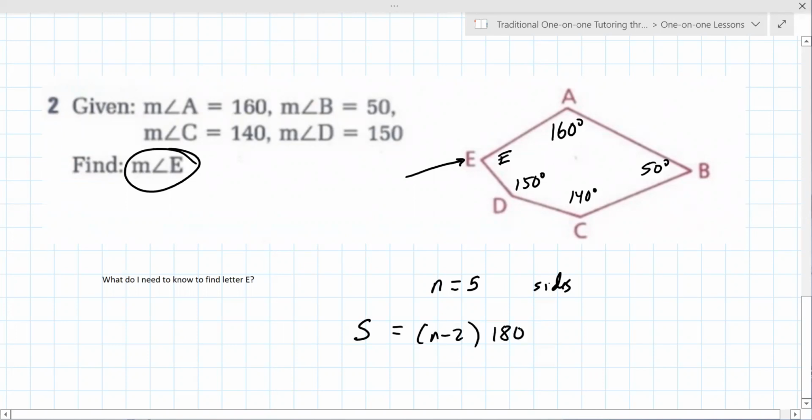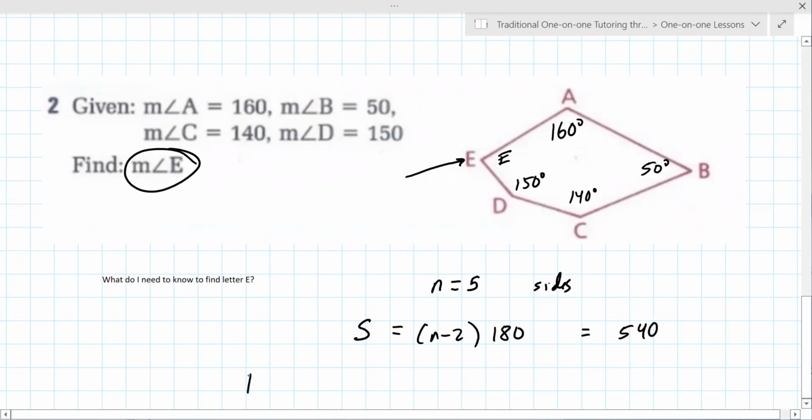And are you normally allowed a calculator on these tests? Yes. Okay. Will you calculate that sum for us? Yes. 540. Yeah. So that means the interior angles all have to add up inside here to 540.